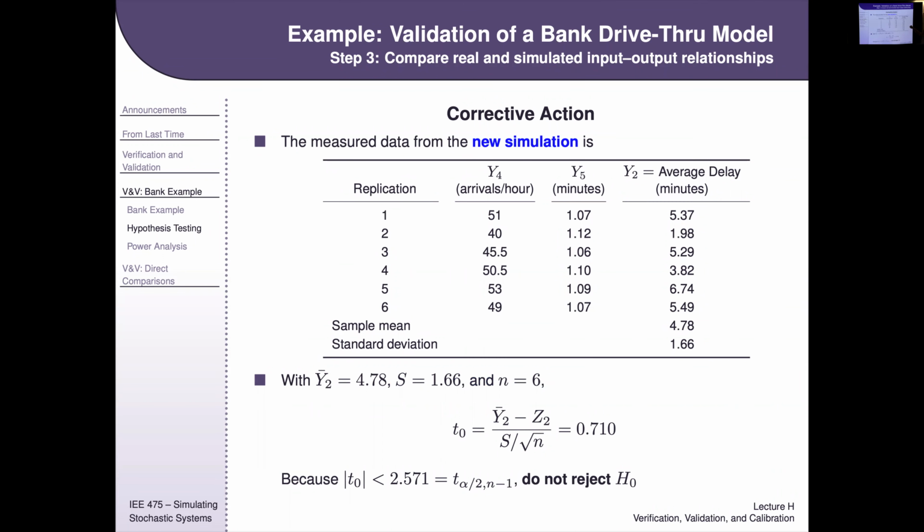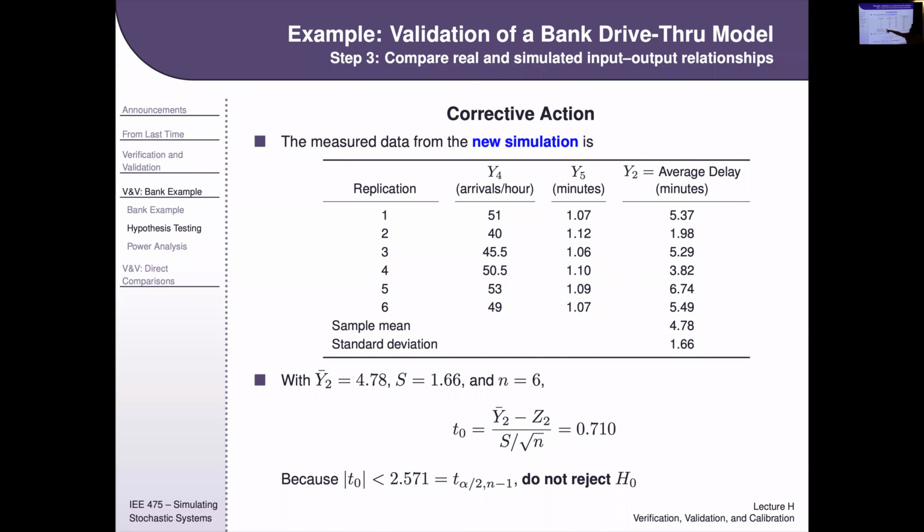We get this out here, and now we find a sample mean of 4.78. So with our sample mean of 4.78, sample standard deviation of 166, and our hypothetical mean of whatever it was, 4.71, we generate the t statistic, and it's much smaller. And so this gives us some confidence that we won't reject our model. So we can't quite accept our model, but at least we don't have enough evidence in 6 samples that our model is worse.